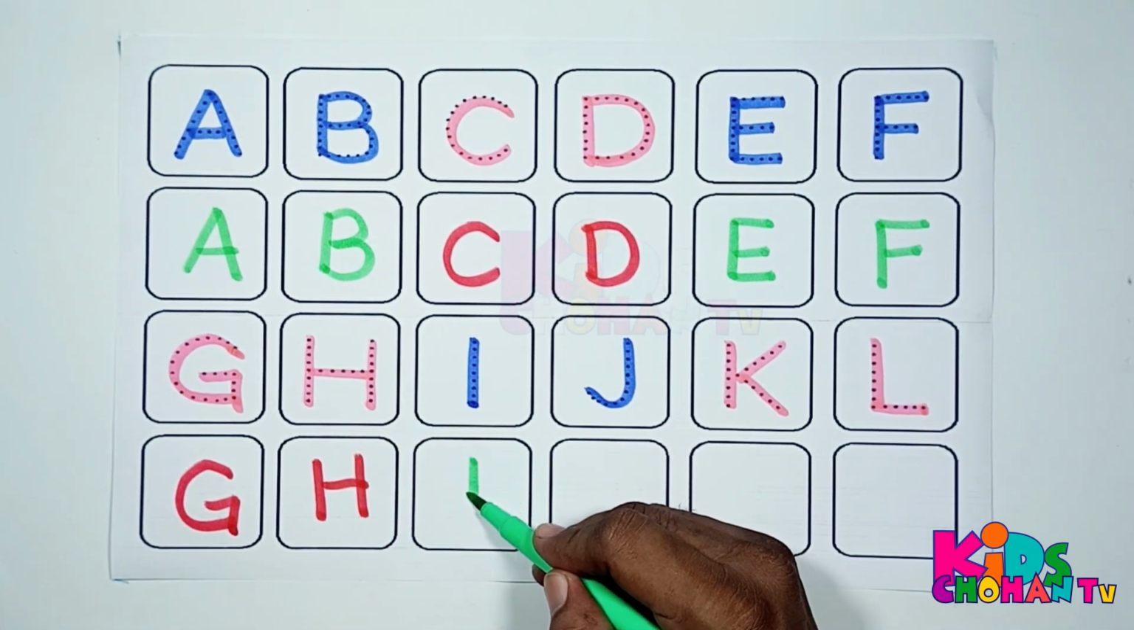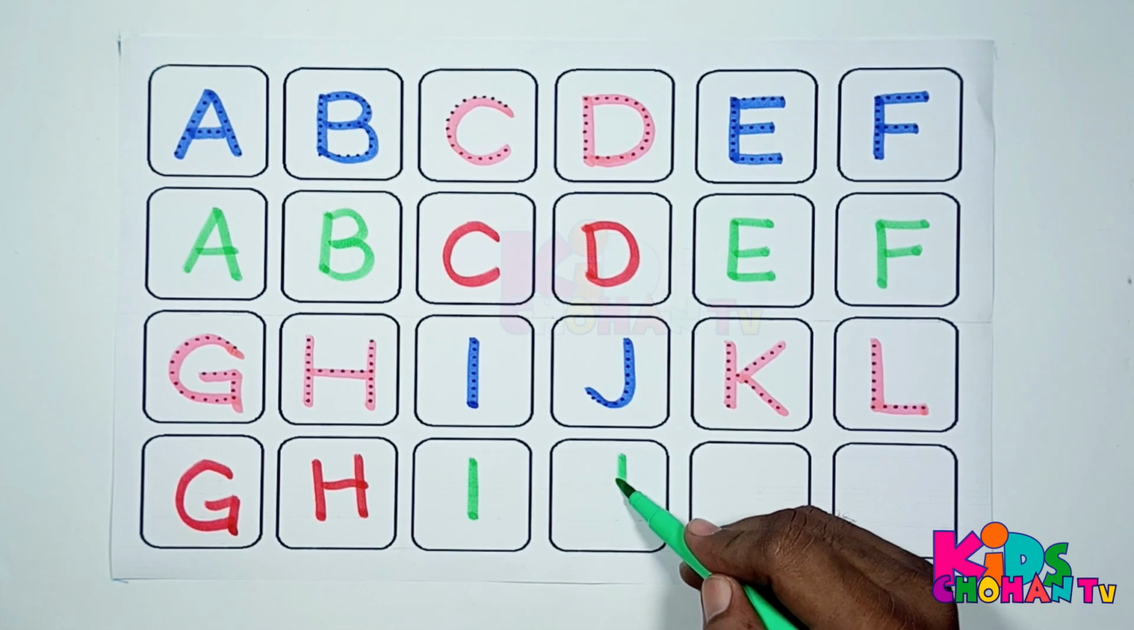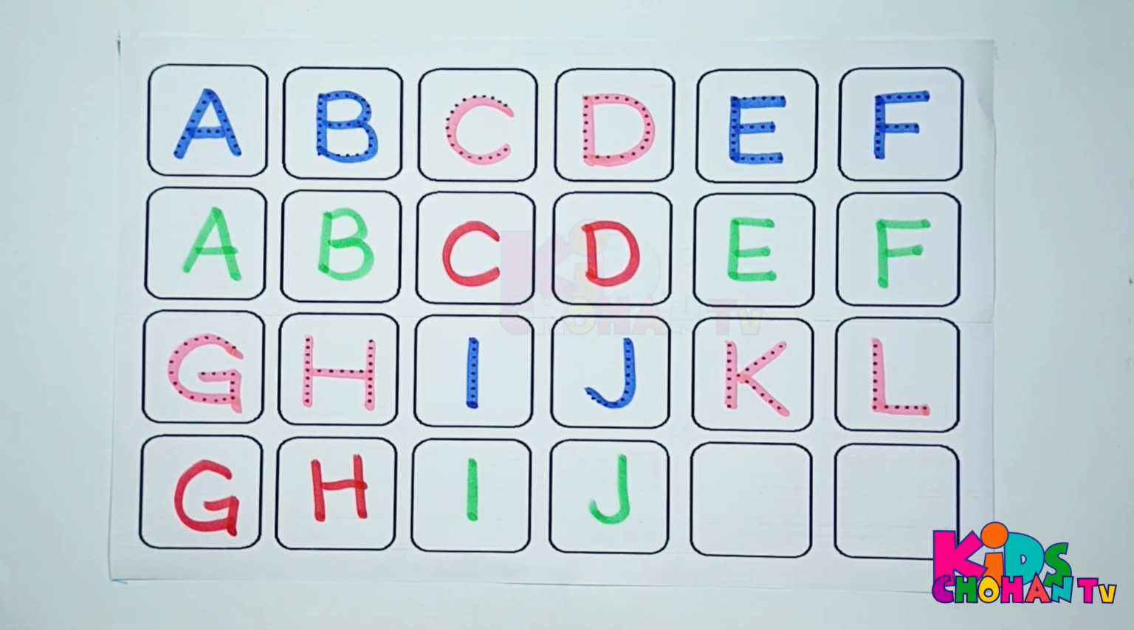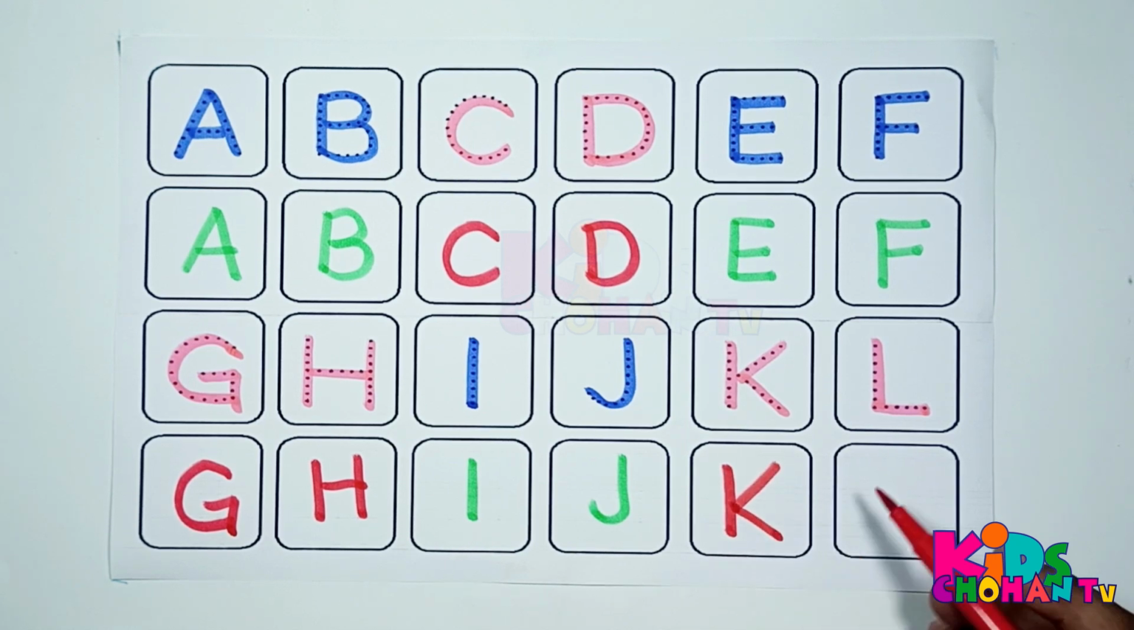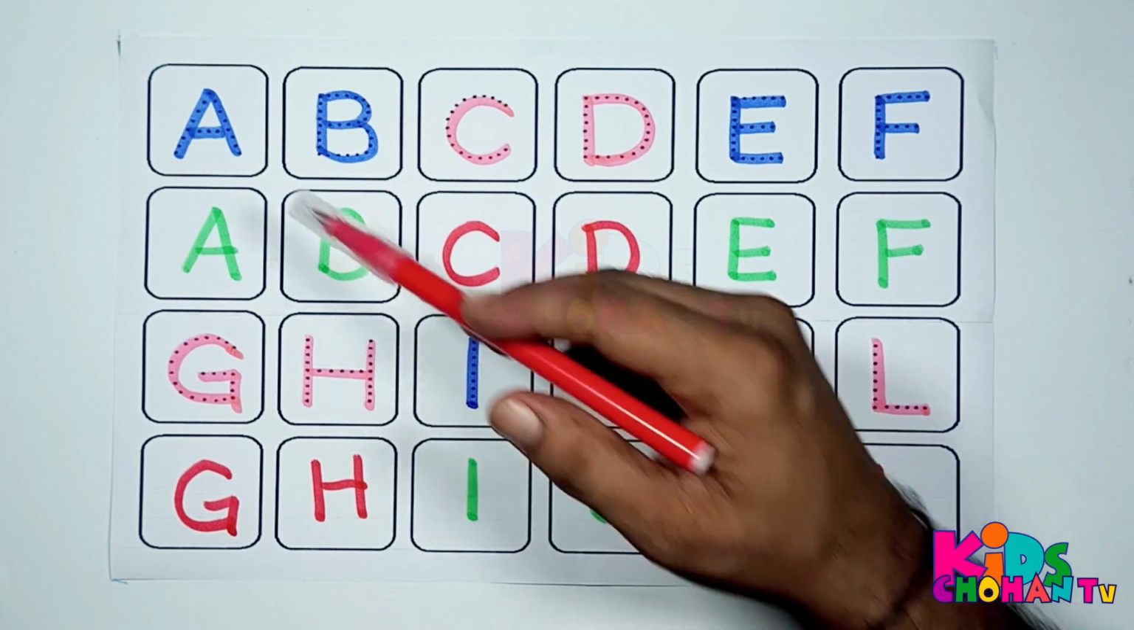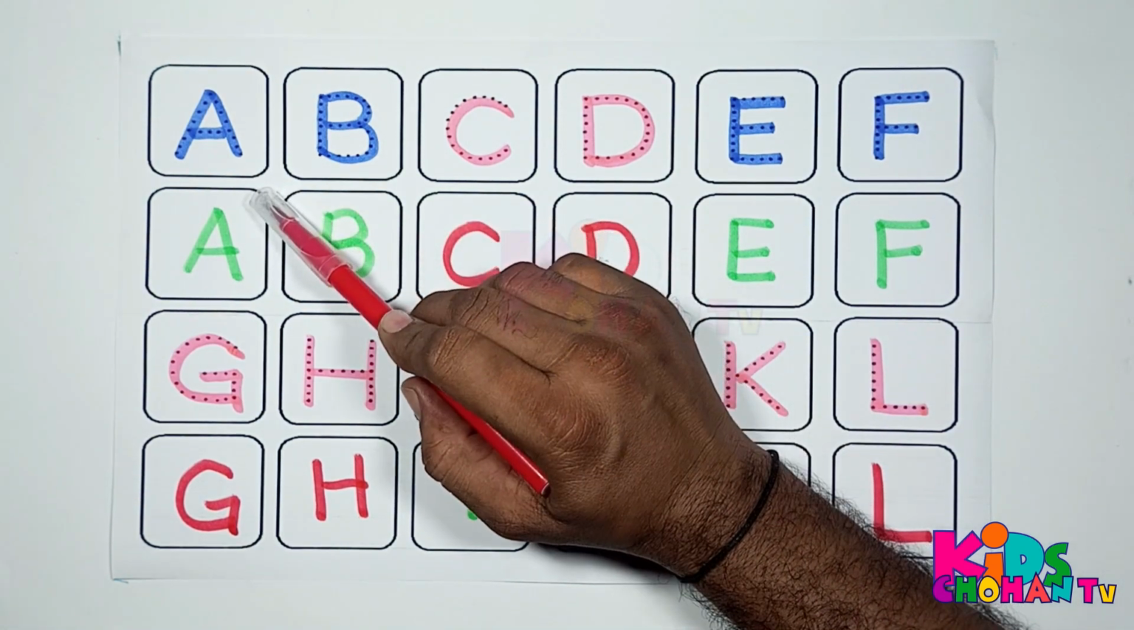This is letter I. J. Now we are tracing letter K. This is letter L. Kids, read again.